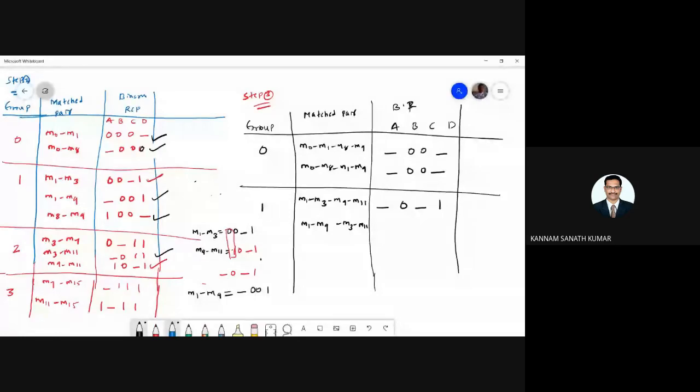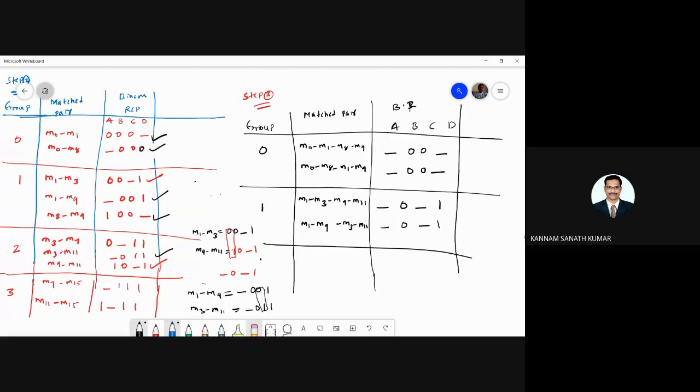And M3 M11 is dash 0 1 1. Okay, so which is differ? So dash is common, 0 is common, and 1 is common. Okay, so that means the third bit is differ. So you need dash 0 dash 1.